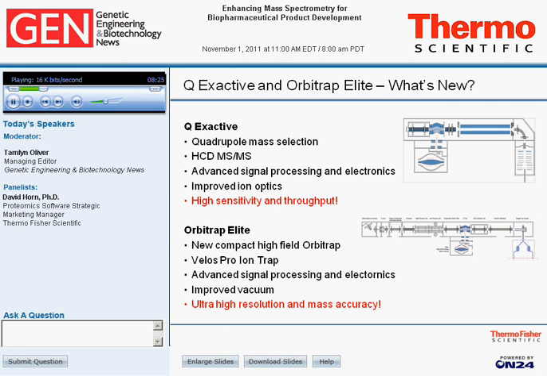So the Q Exactive and the Orbitrap Elite, I mentioned a few slides back. What's new relative to the previous generation? I'm not going to talk about all the things that the Orbitrap systems do. I'm going to talk about what's changed in the Orbitrap systems that makes them especially powerful for intact protein analysis.